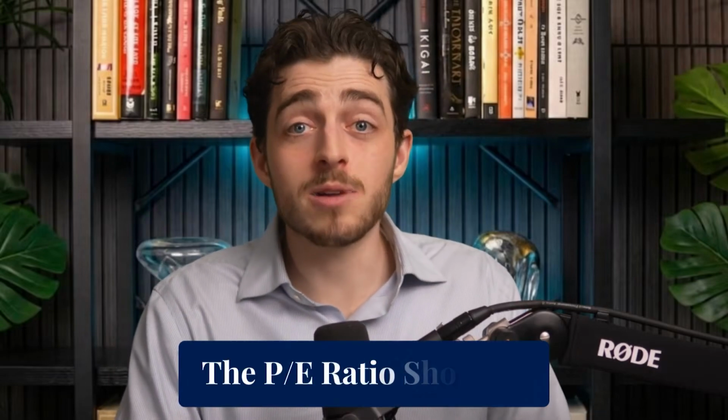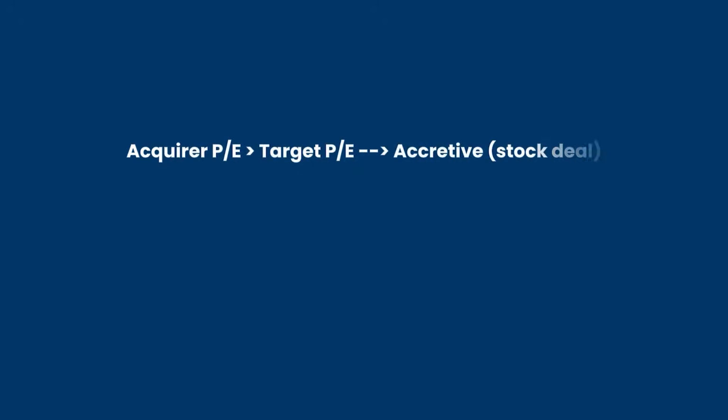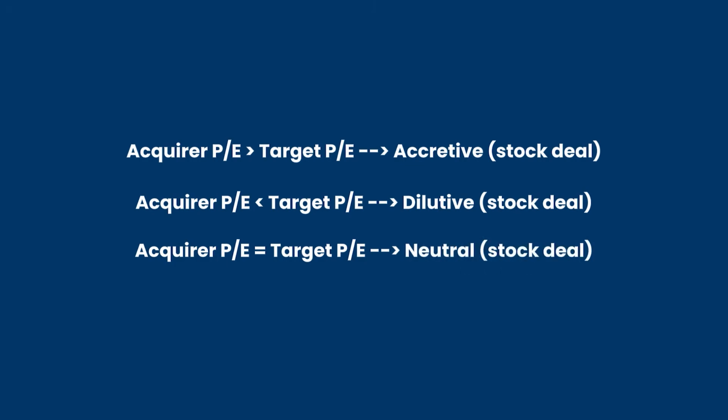Now let's talk about the PE ratio shortcut, because this is what the Centerview question is directly testing. Here's the rule. If the acquirer has a higher PE ratio than the target, and the deal is funded by stock, the deal is accretive. If the acquirer has a lower PE ratio than the target and the deal is funded with stock, then the deal is dilutive. So in this specific question, higher PE acquirer buying lower PE target, the answer is the deal is accretive, assuming it's an all-stock deal.